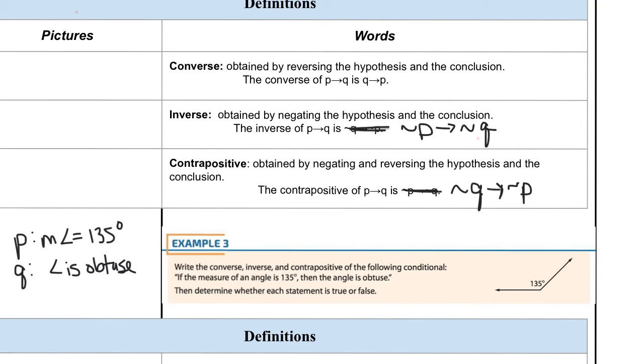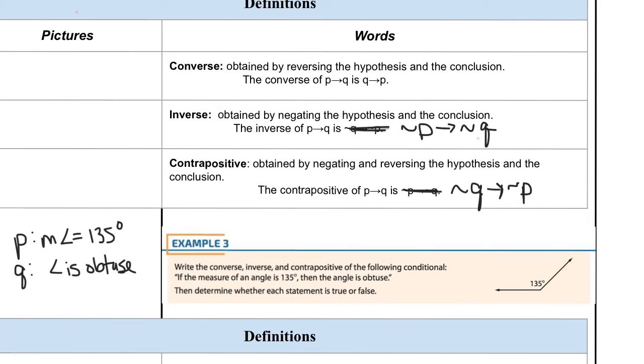So the converse would mean flip-flopping them. If an angle is obtuse, then the measure of the angle is 135 degrees. Well, that's false. Just because it's obtuse doesn't mean it's exactly 135 degrees. The inverse means we're going to do not P and not Q. So if the measure of an angle is not 135 degrees, then the angle is not obtuse. Well, again, that's false. If it's not 135 degrees, maybe it's 136 degrees. It's still obtuse. Last but not least, the contrapositive.